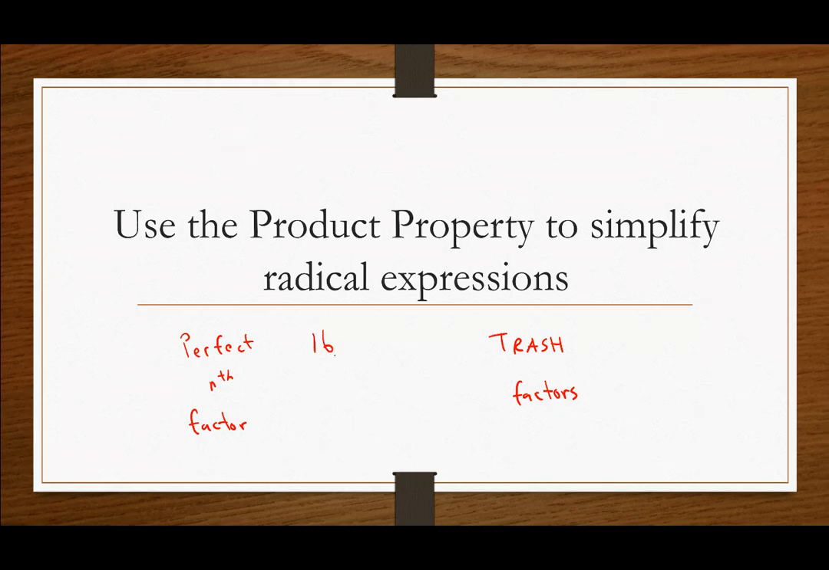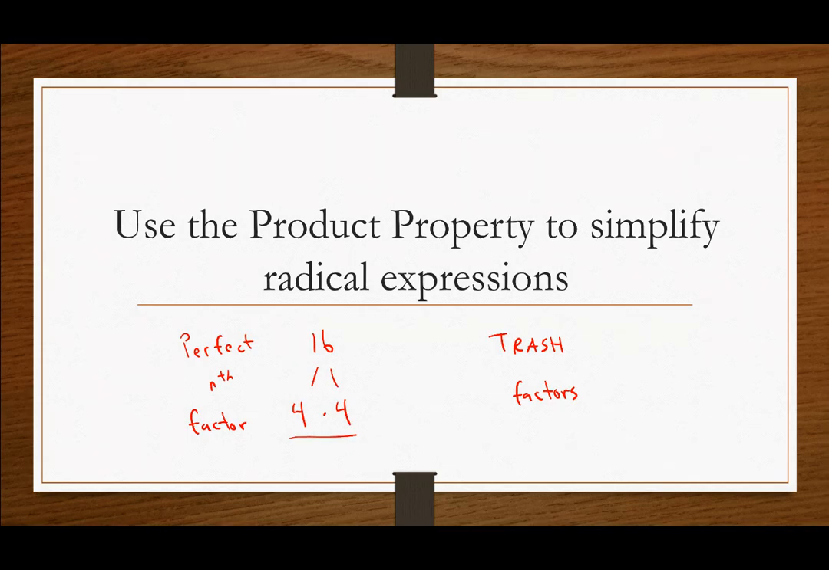Something like 16, for instance, could factor into 4 times 4. While 16 itself is a perfect square, so if we asked what's the square root of 16, we'd be looking for a way to rewrite it as something to the second power. Therefore, we can call it a perfect square factor.